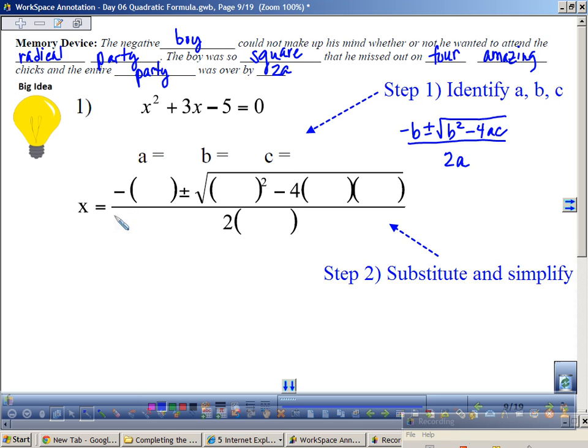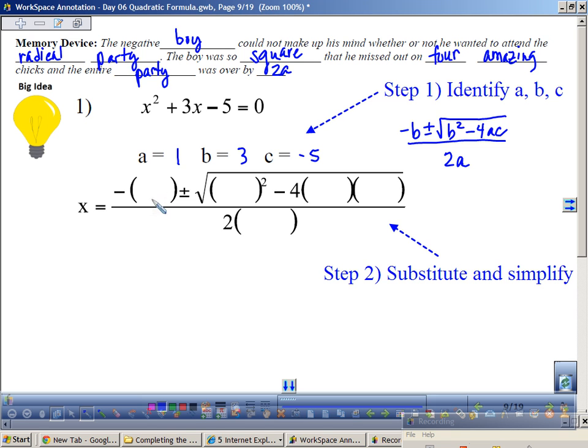So the first step is to identify A, B, and C. So what's A? What's B? No writing, not yet. A is 1, B is 3. Hold on. And C is -5. Here's how I fill it out.